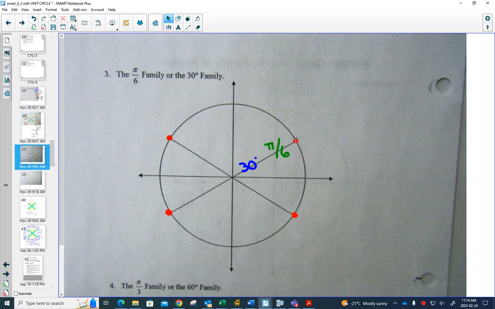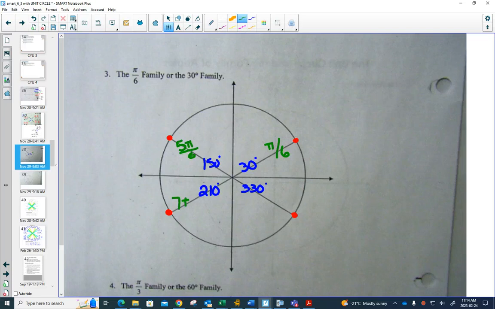All right, let's see how you did. Four degrees did you get? 150 degrees, 210 degrees, and 330 degrees. And for the radians, did you get 5 pi over 6, 7 pi over 6, and 11 pi over 6?